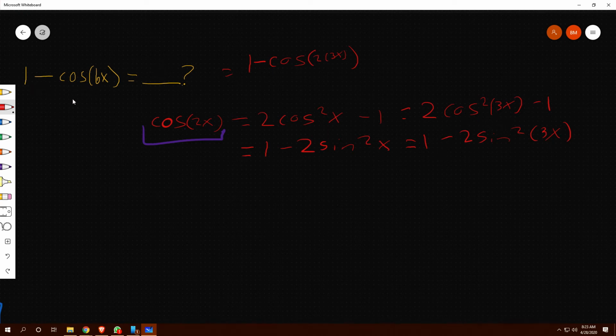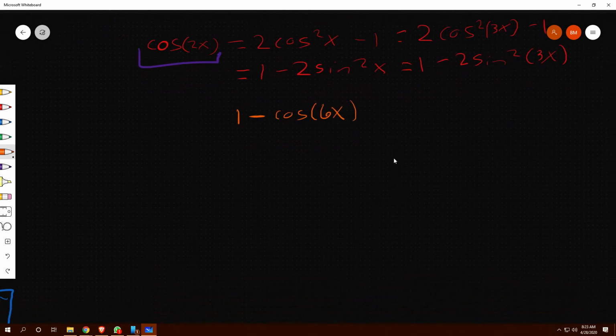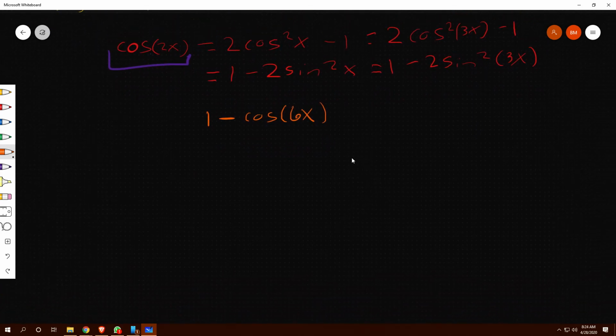So if I go back to my original equation, I'm going to go ahead and write that down here again. I have 1 minus cosine of 6x, and we want to know what it equals. Well, I think we have 2 different possibilities here. I'm going to do 1 with the cosine. So I have 1 minus, sorry, that should be in parentheses, 2 cosine squared 3x minus 1.